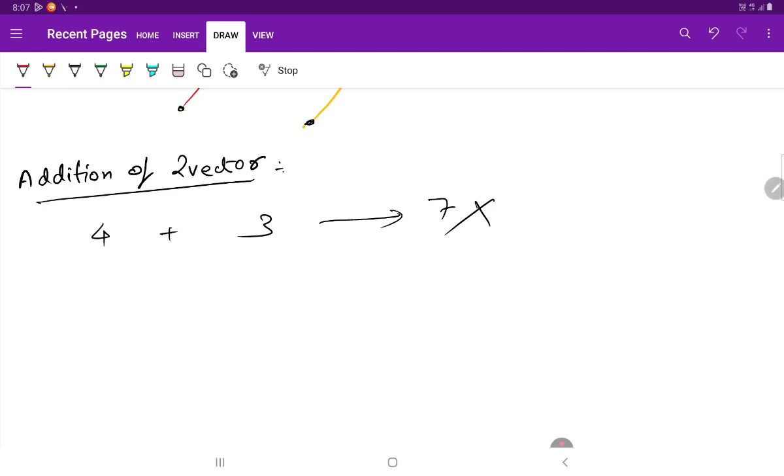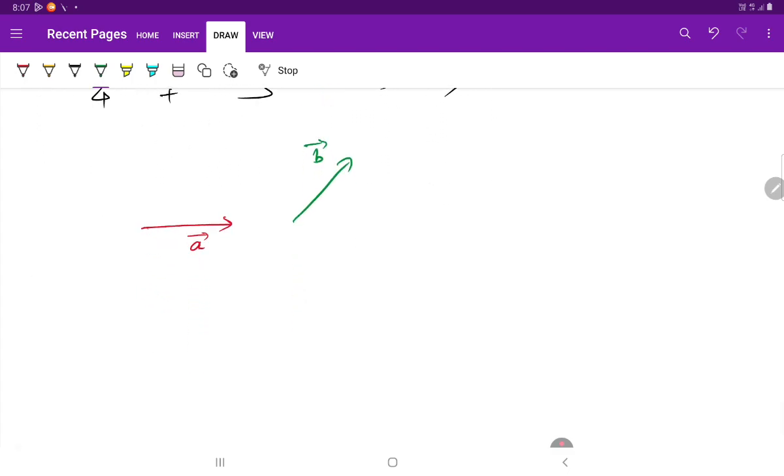Suppose I have two vectors. A vector I am representing by red color, and B vector I am representing by green color. To add these two vectors, there are two methods. First method is the triangle method, the triangle law of addition.